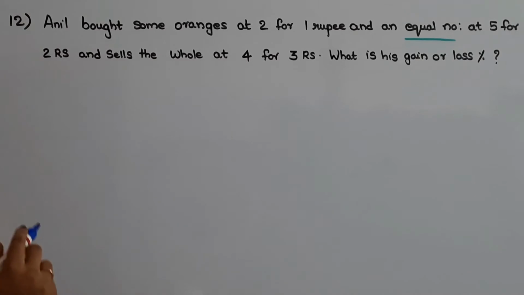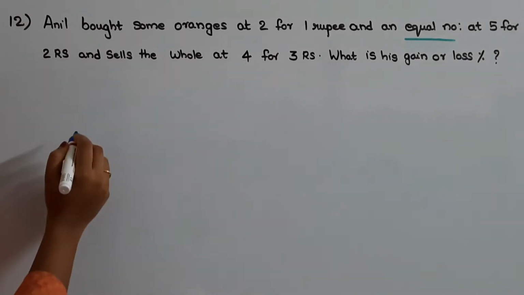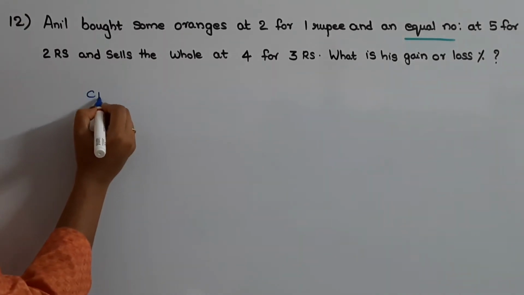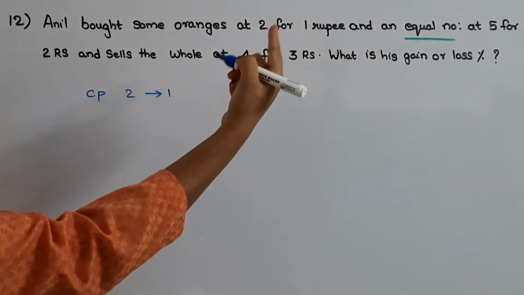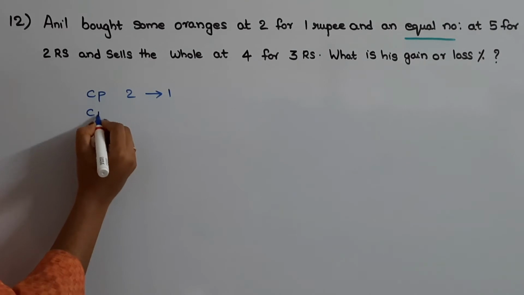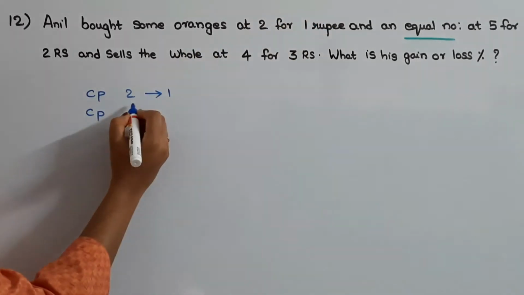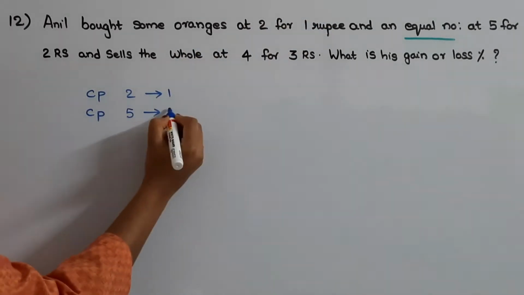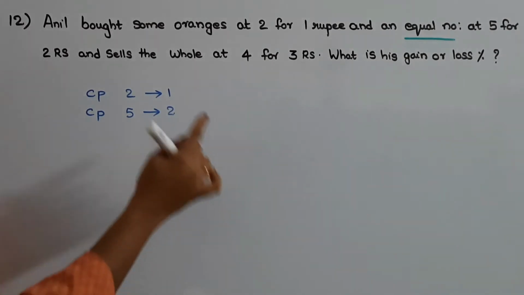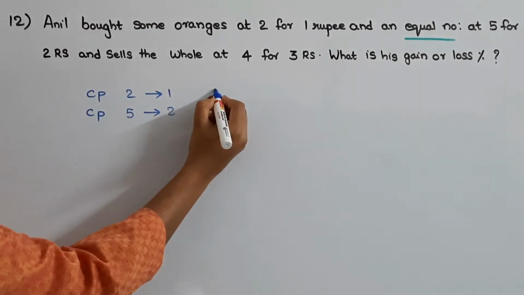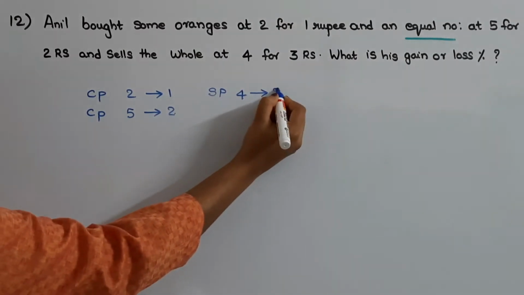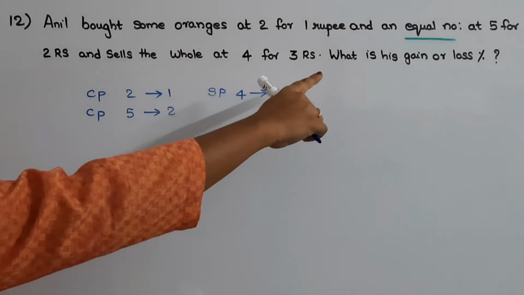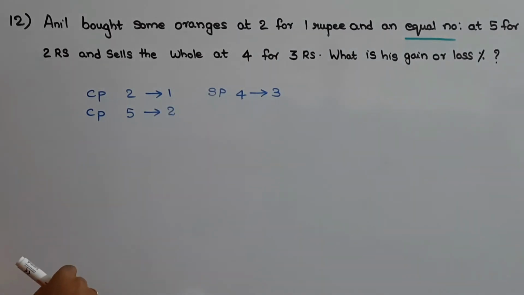So in this question they are telling that Anil bought some oranges in such a way that the cost price of 2 oranges is rupee 1. Then he bought an equal number of oranges in such a way that the cost price of 5 oranges is 2 rupees. Then they are telling that he sold the whole in such a way that the selling price of 4 oranges is 3 rupees. So we need to find out his gain or loss percentage.